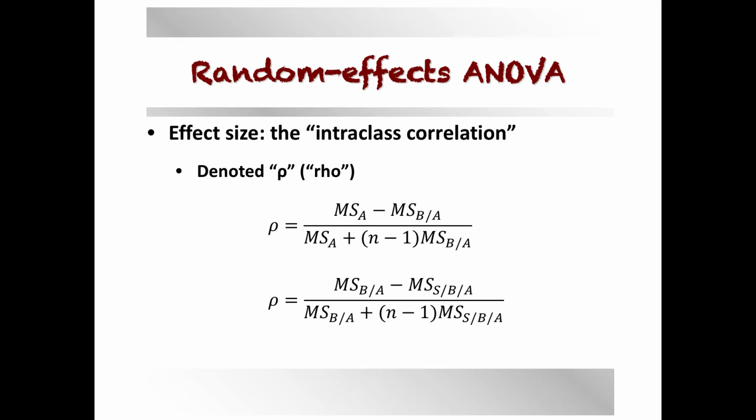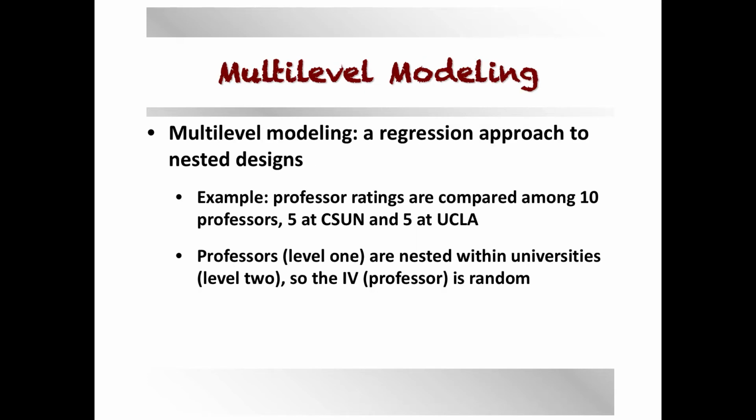Okay, on to multi-level modeling. So we can think of multi-level modeling as a regression approach to these random effects or nested designs. We can also think of multi-level models as regression. It's a regression framework, and we can, let's say, have 10 different regression equations. And if we have 10 different regression equations, we're going to have 10 different intercepts and 10 different slopes, and then we can start comparing intercepts to each other and slopes to each other, and that's sort of the end result of what you're going to have with a multi-level model analysis.